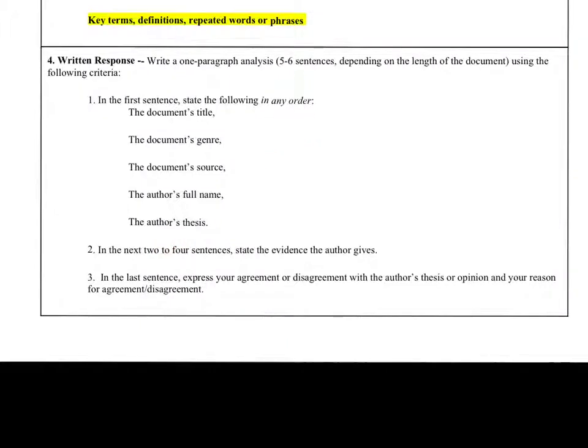In the next 2 to 4 sentences, they state the evidence the author gives. And finally, the students give me their opinion based on all the evidence and data they've gathered from the document.